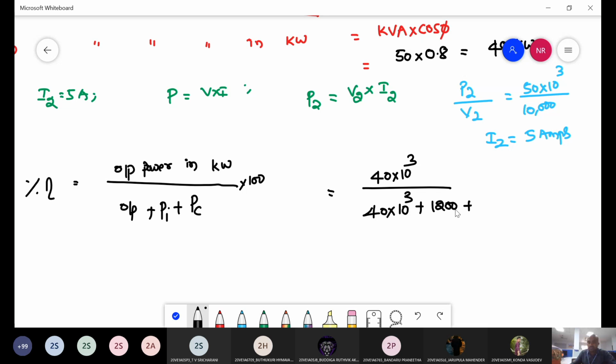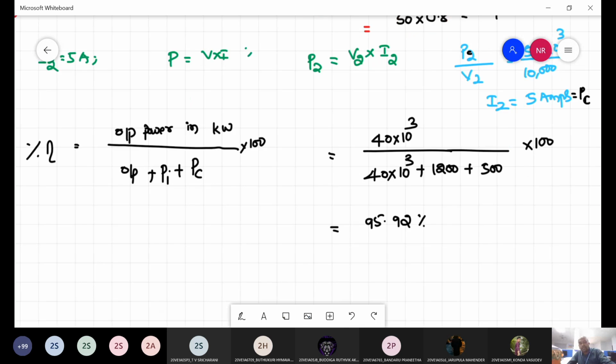Then copper losses. Here I am considering P2 as 50, which means full load, so the full load copper losses are given. How much are the copper losses? 500. 500, into 100. Can you calculate it? 95.92. 95.92%. This is the efficiency of the transformer at full load.